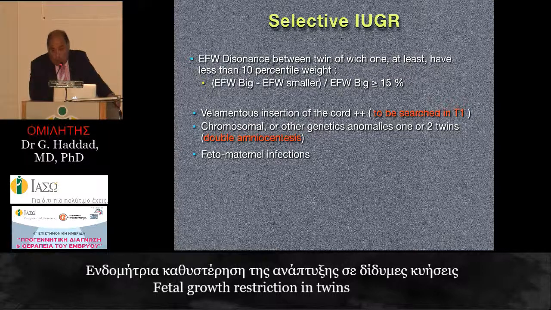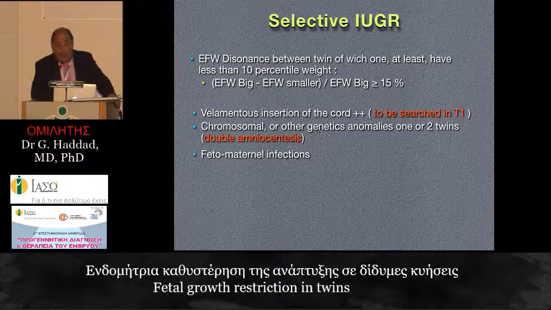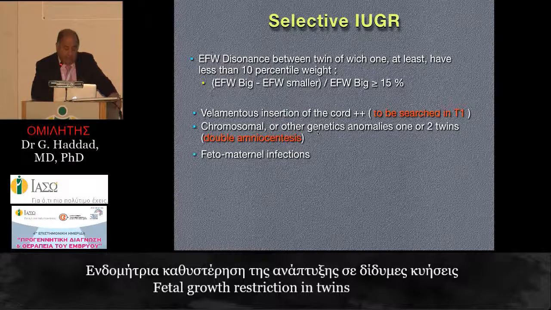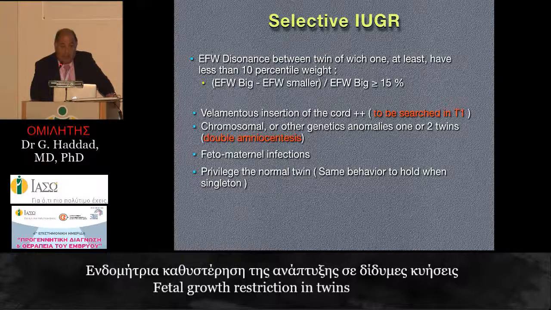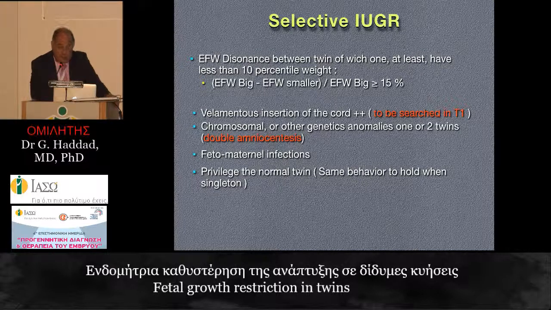Also, you have to discuss fetal maternal infection, like Abdullah explained to you: CMV, parvovirus, etc. And always in your reflection on what to do, you have to privilege the normal twin. You must not think IUGR for just one twin. It means that if you have a problem, you have to hesitate before 32 weeks. The normal twin has to stay after 32 weeks. So usually we wait even if the twin has a huge IUGR, and sometimes we do selective termination if it's really very difficult to stay with this twin.